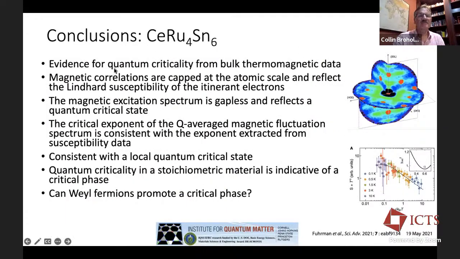So to summarize, this material has no point of inversion, has no magnetic phase transition, and ends up in some kind of a local quantum critical state. And we could ask, is it possible that the Weyl fermions that may exist in this compound are actually promoting this kind of critical phase? Because I will remind you that all of this is found in a stoichiometric compound, something which points towards the existence of an extended critical phase as opposed to really a critical point.